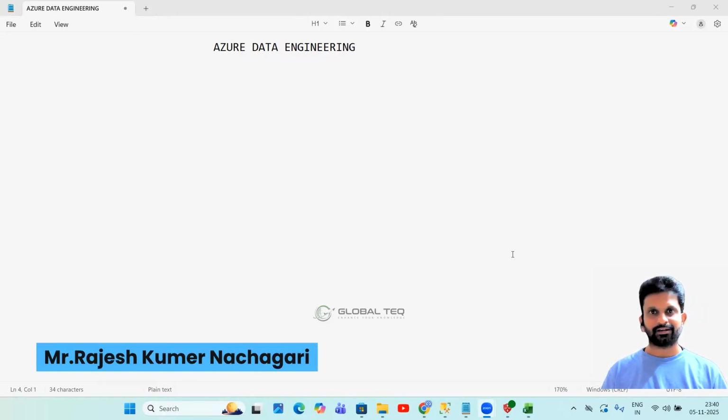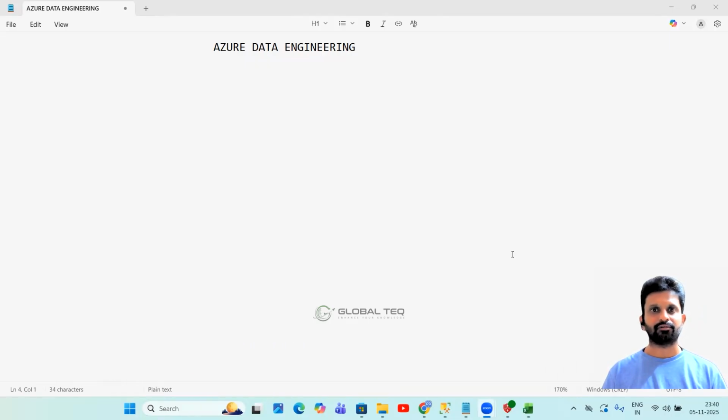I'm Rajesh Kumar Nachagari, a Microsoft Certified Data Architect with more than 15 years of experience in data and analytics platforms, across various domains like banking, insurance, healthcare, with expertise in different technologies like Microsoft BI, Power BI, Azure Data Engineering, AWS, and GCP, etc.